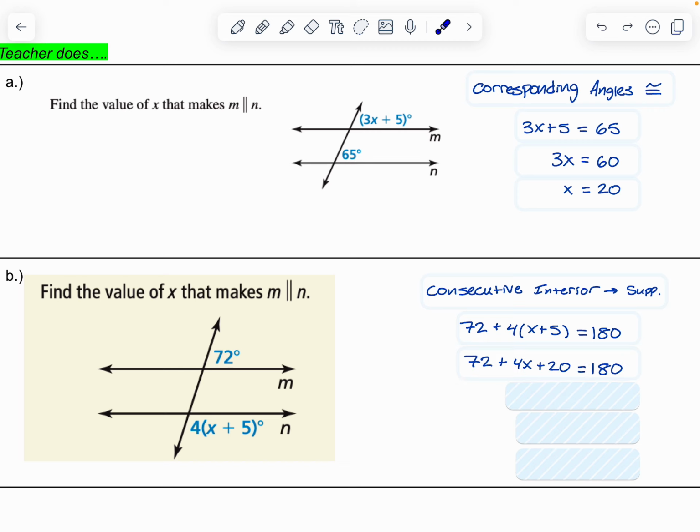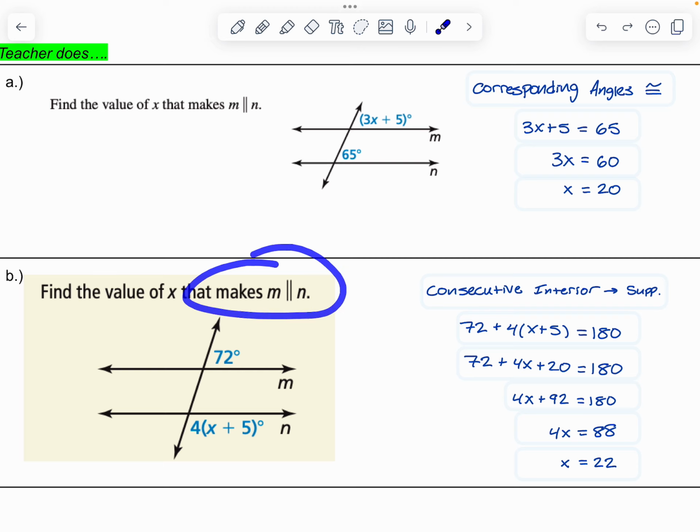My first step is going to be to distribute. Distribute that 4 to the x and to the 5. Now I combine my like terms, 72 and 20. That gets me 92. Subtract that to the other side. I have 4x is equal to 88, and I get x is equal to 22. So I now have the value of x that's going to make m parallel to n.